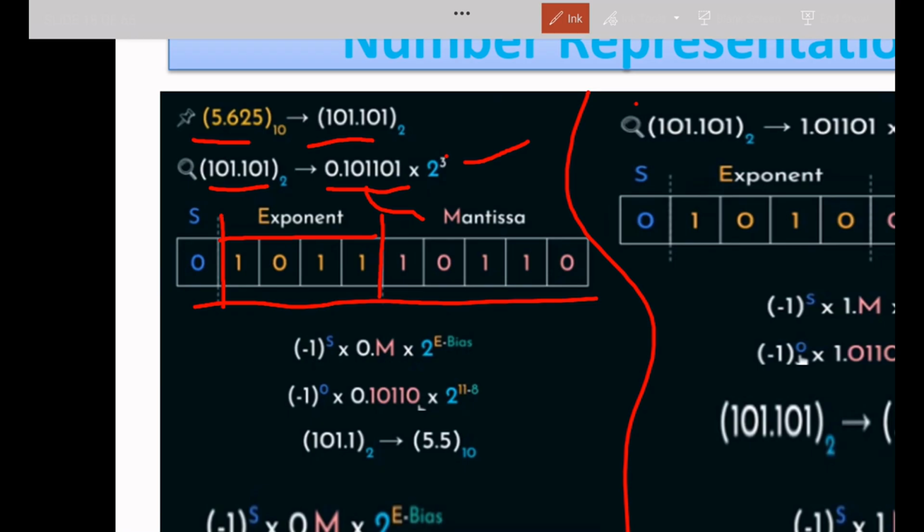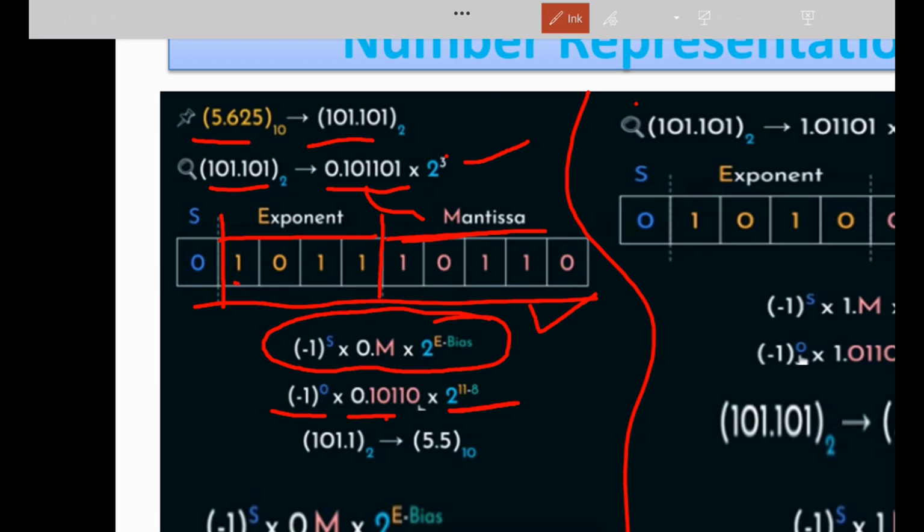This is already done. Suppose we want to convert this floating point representation back to the same number. What is the formula? The formula is (-1) to the power s times 0.m, where m is the mantissa, times 2 to the power e minus bias. Why am I subtracting the bias? Because previously I added the bias; now I subtract it to reach the same destination. I write (-1) to the power 0, because this is a positive number. After 0 dot I have the mantissa, 10110, times 2 to the power 11 minus 8.